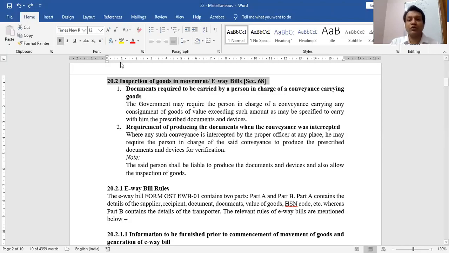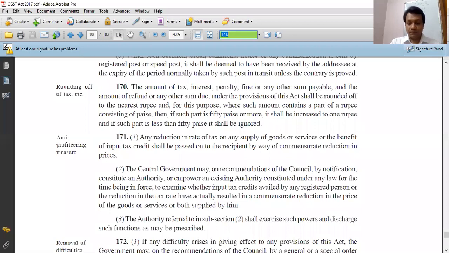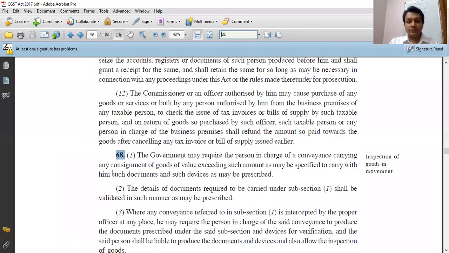So let me share with you a new screen, the original act. Can you see this original act? I hope this screen is visible.